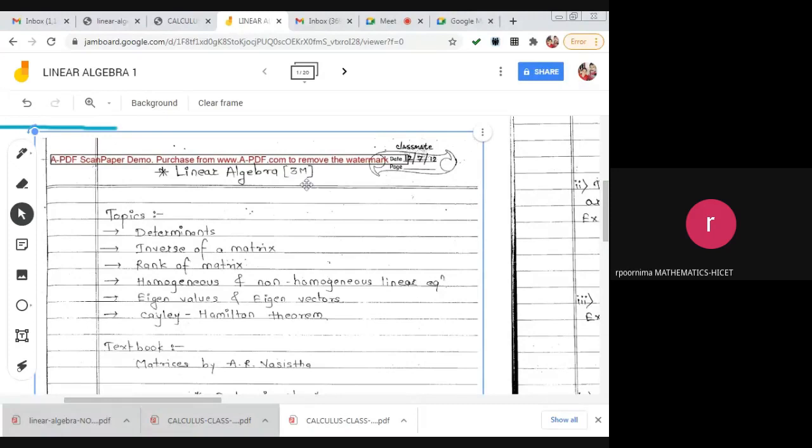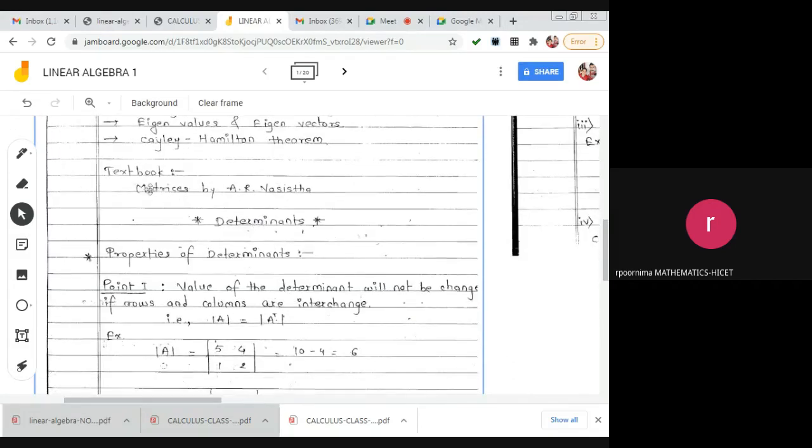So linear algebra. Today we are just going to discuss linear algebra. The topics are determinants, inverse of a matrix, rank of a matrix, homogeneous and non-homogeneous linear equations, eigenvalues and eigenvectors, and the Cayley-Hamilton theorem. The textbook we refer to is AR versus star.